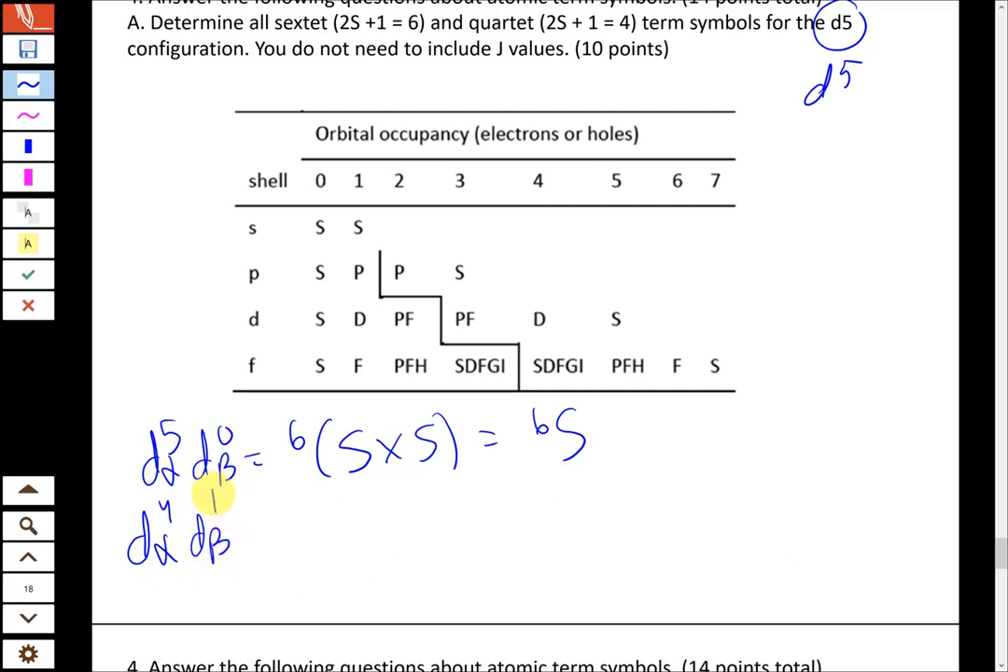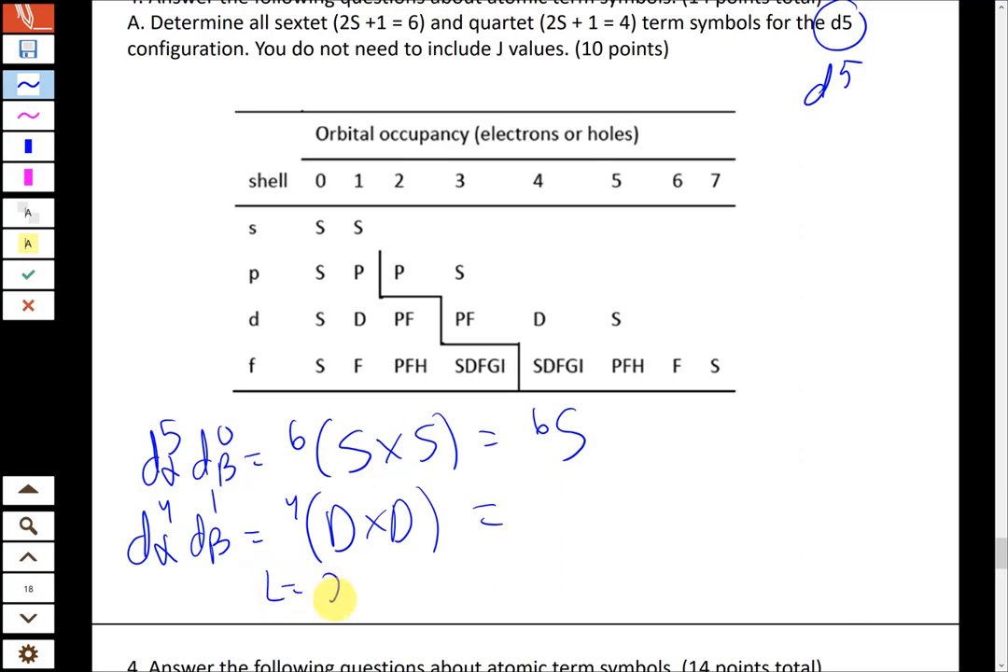That means one of the 5 electrons has the opposite spin as the rest. So it's d alpha 4, d beta 1. Those are going to be quartet terms. The d alpha 4, so the d4 partial term is a D, and then the d1 partial term is also a D. So we're going to couple 2 D partial terms to get those quartets.